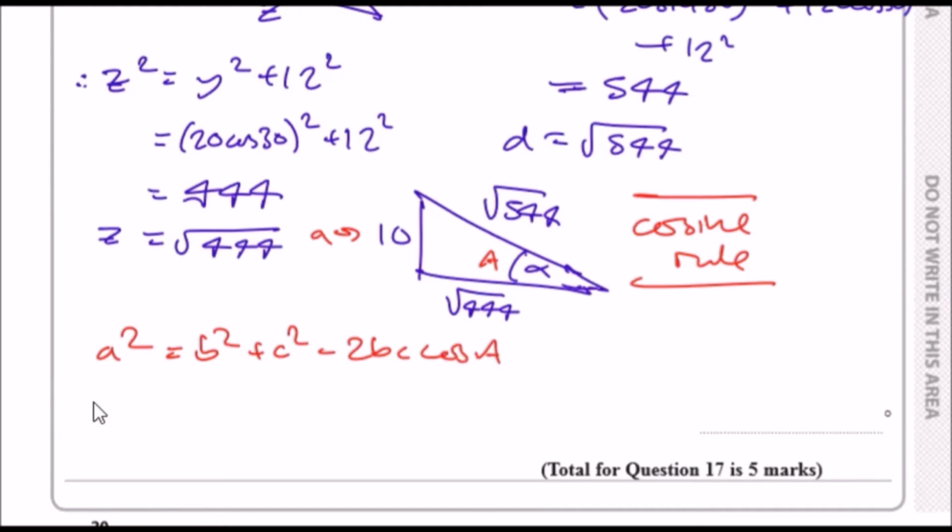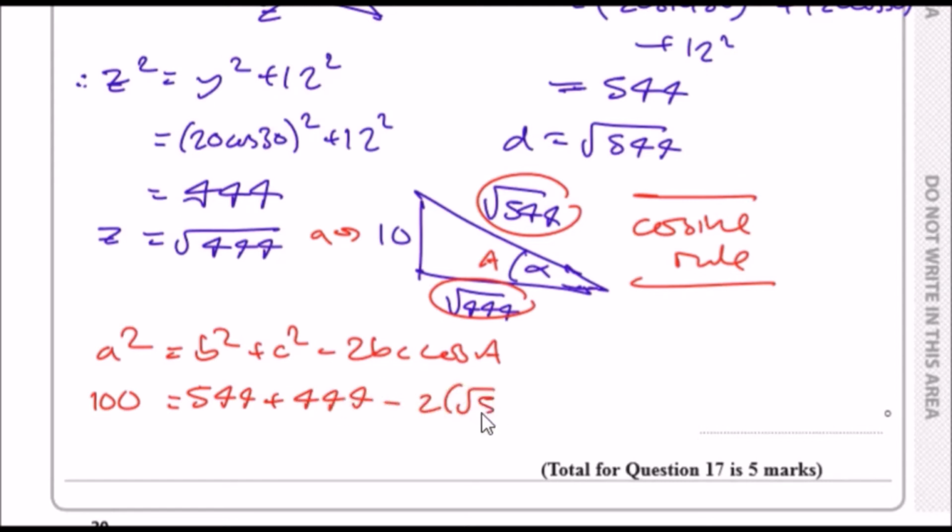So a squared is 100, and b squared and c squared, these are these two lengths. Just square them both so you get the whole numbers, 544 plus 444, minus 2 times root 544 times root 444 cos alpha. Now let's tidy those up.